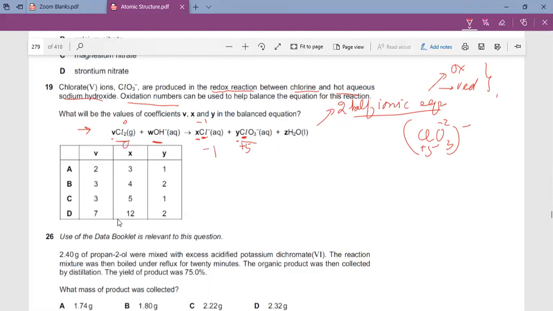Now watch carefully. From 0 to -1, the chlorine, 1 atom of chlorine, for Cl to go to Cl -1, it must be accepting 1 electron. Now for Cl to go to Cl +5 here, oh sorry, 5 plus. I always have a problem with this also.